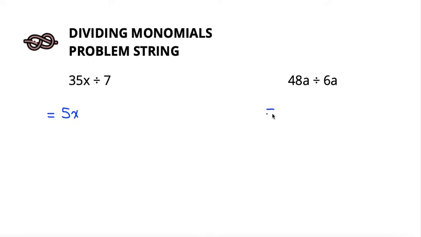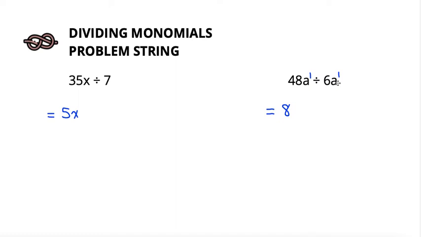Taking a look at the second example, 48a divided by 6a. So I'm going to look at my coefficients first. 48 divided by 6 is 8. Now I'm going to look at my variables. Remember, if there is no exponent, there's an imaginary 1 on your variables.